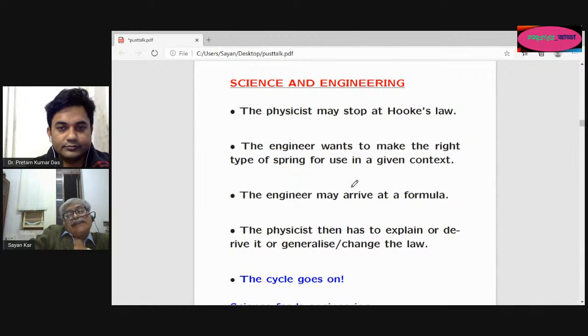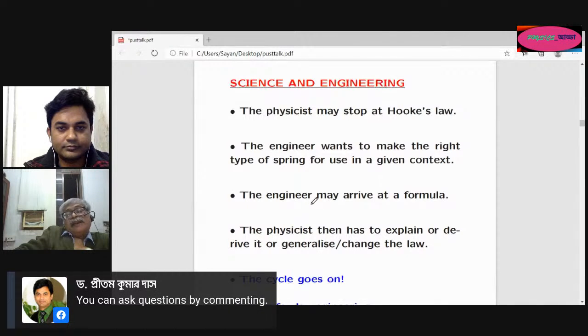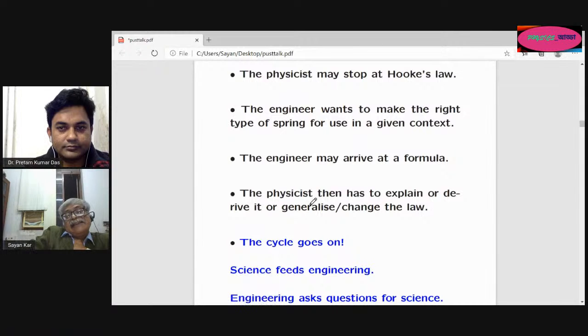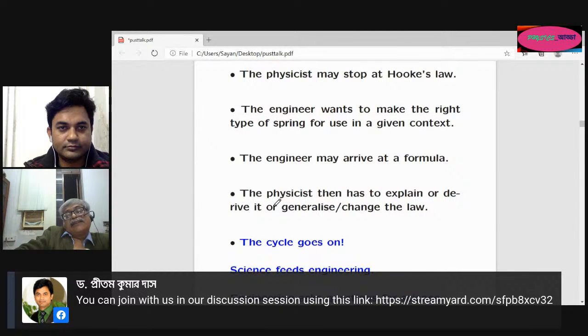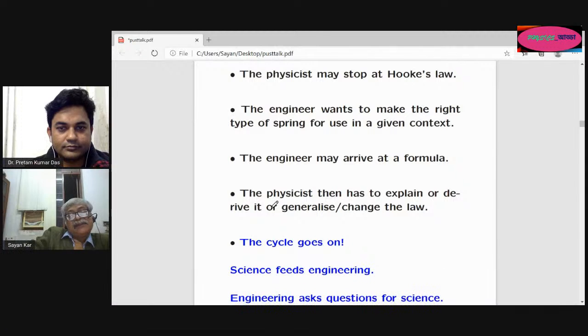Now, in the process of doing this, the engineer may arrive at a formula which could be entirely empirical, in the sense that it doesn't have a theoretical basis. Of course, the formula that I wrote down does have a theoretical basis for K, but it may happen that the engineer may find a formula just by playing around with various experiments related to not just springs, but various situations as such. But that formula may require an understanding by a physicist as such. The physicist then has to explain or derive it, or maybe generalize it or change the law also.